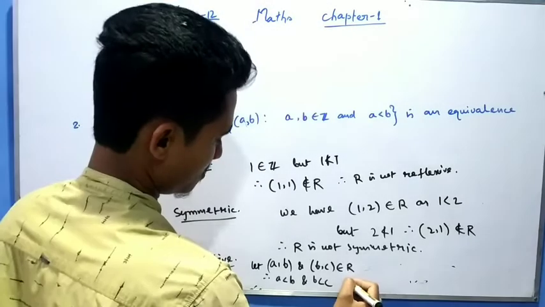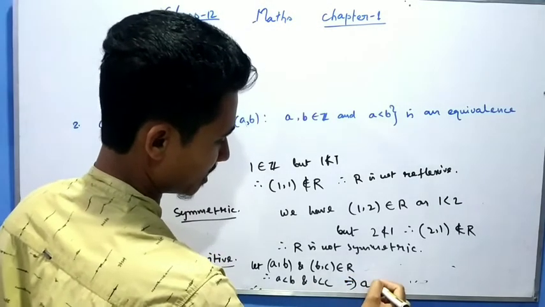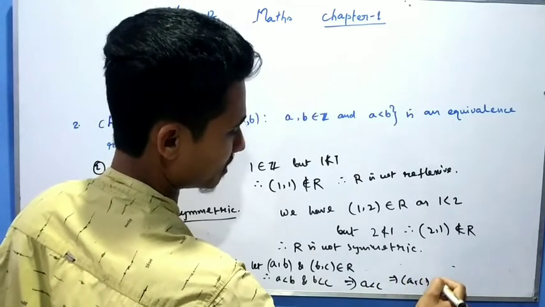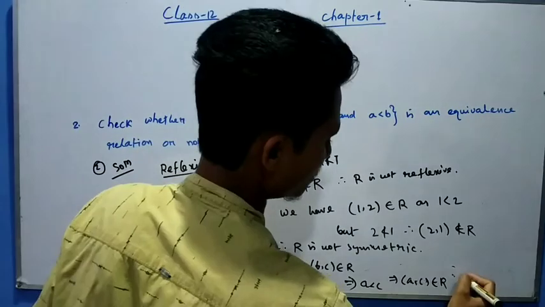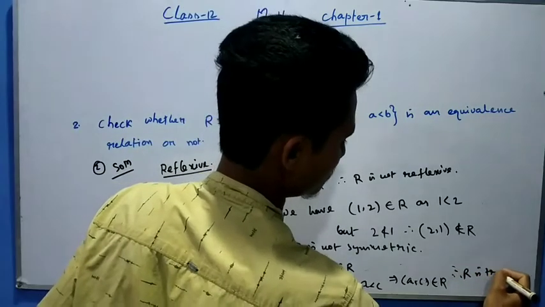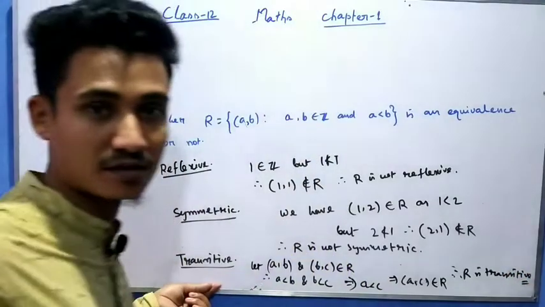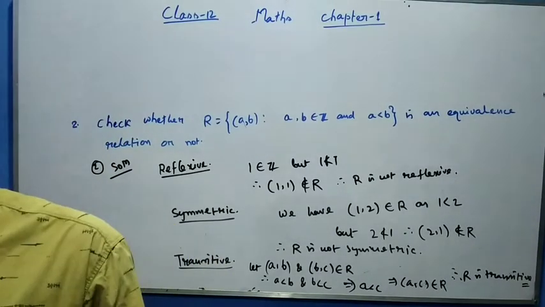Okay, so for every integer it holds. Therefore from these two lines we can say A is less than C. If A is less than C, this implies the ordered pair (A, C) belongs to the relation. Okay, so therefore R is transitive. Okay, therefore R is not an equivalence relation.